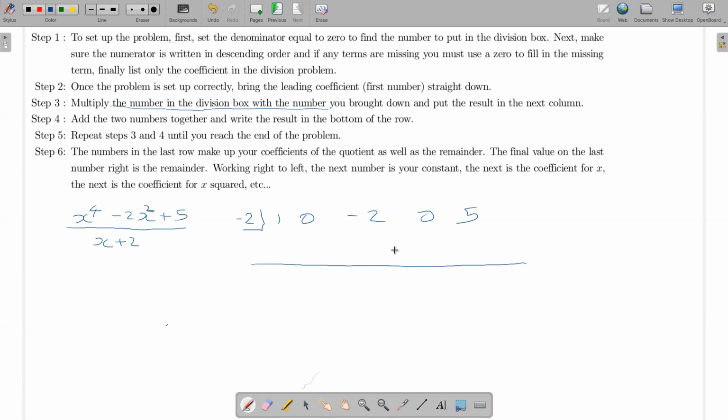After that the same method. Okay, I bring down 1, multiply by negative 2, this becomes negative 2, when I add I get a positive 2. Okay, this times this I get a negative 4. Here add I get negative 6, then negative times negative 6 is positive 12, add I get 12. This 24, add, I get 29.